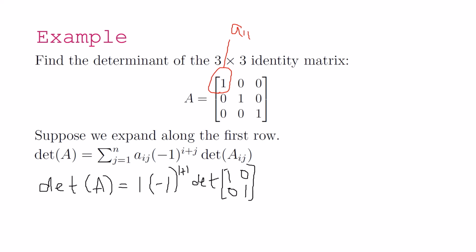Plus A12. So A12 is a 0 times -1 to the 1 plus 2 times the determinant of A12. But since A12 is 0, this entire second term just gives us 0. Now similarly, A13 is 0. So the entire A13 term, so A13 times -1 to the 1 plus 3 times the determinant of the minor matrix A13, that's just going to give us 0 also.